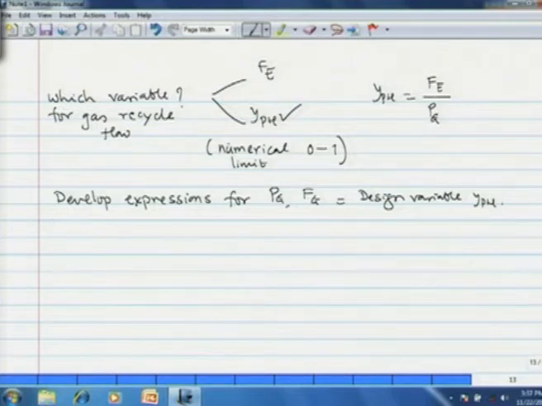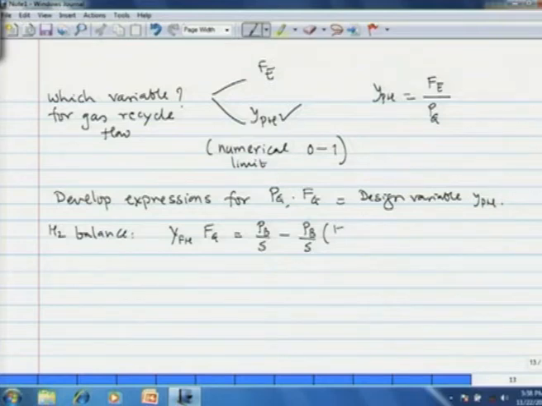Now, once again we write the hydrogen balance. The hydrogen that comes in with fresh gas, YFH into Fg, is either utilized in the process plus the hydrogen that is generated in the process, but we are now writing it on the right hand side, so it is negative, plus the hydrogen that is purged. Now, all excess hydrogen and methane should leave in the purge stream.